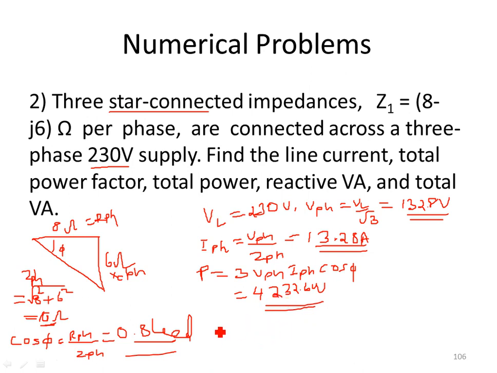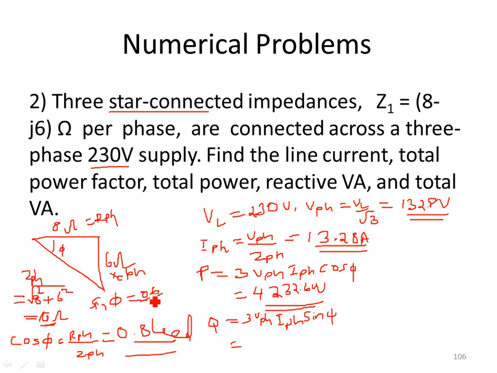Now what is reactive power? Reactive power Q is equal to 3 times V phase, I phase, sin phi. From the impedance triangle, what is sin phi? Sin phi is X phase by Z phase, opposite side by hypotenuse. That is 6 by 10, that is 0.6.